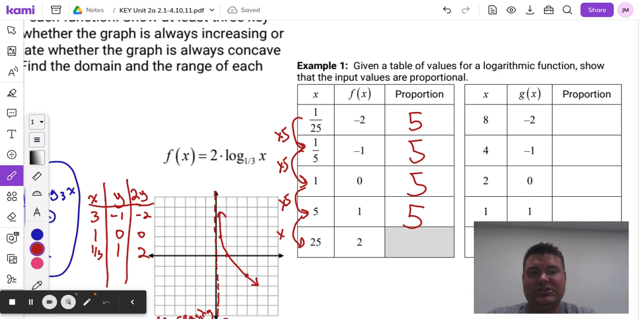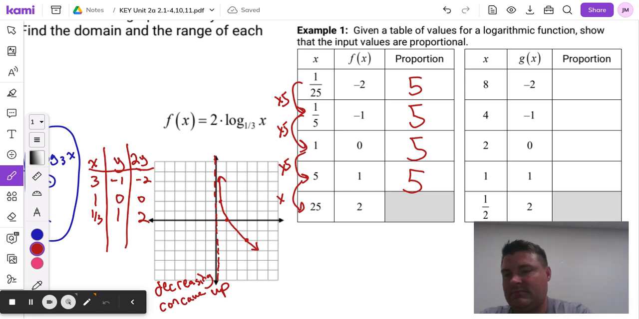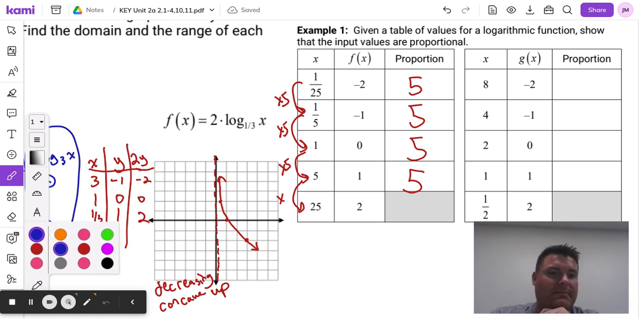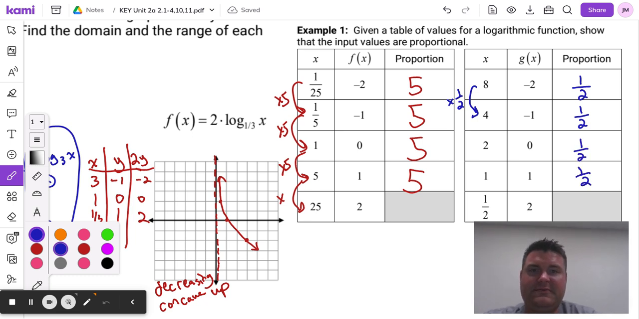Looking over here at g of x, the outputs are all increasing by 1, so they're equal length, and the x's here are all multiplying by 1/2. So you can see my proportion here is going to be 1/2.